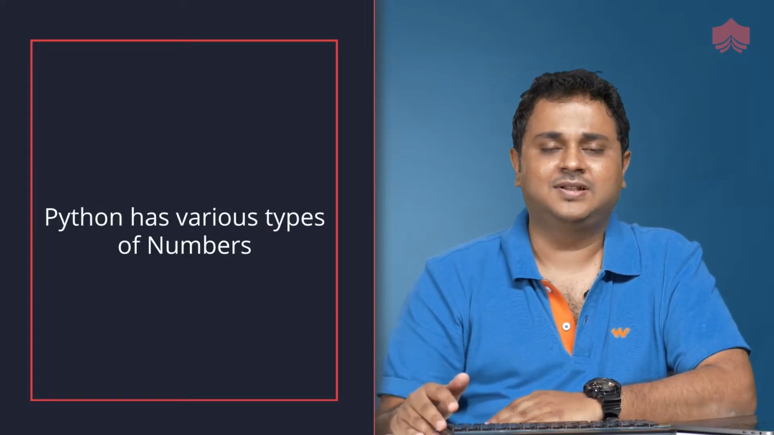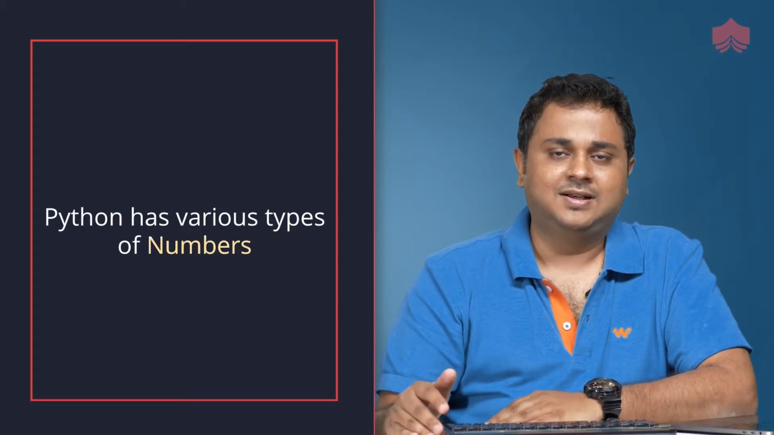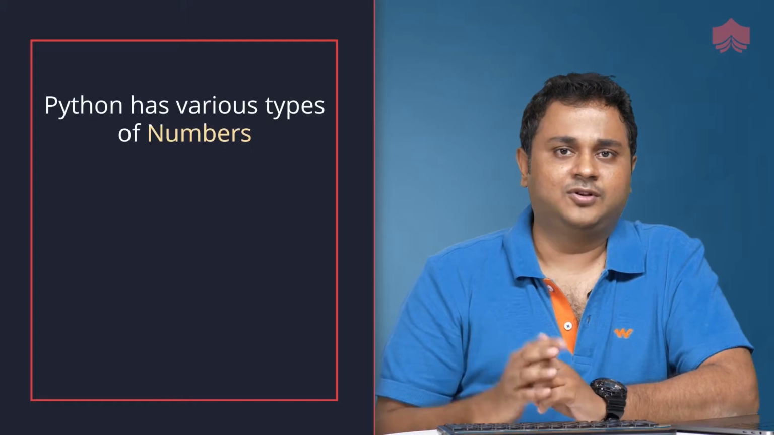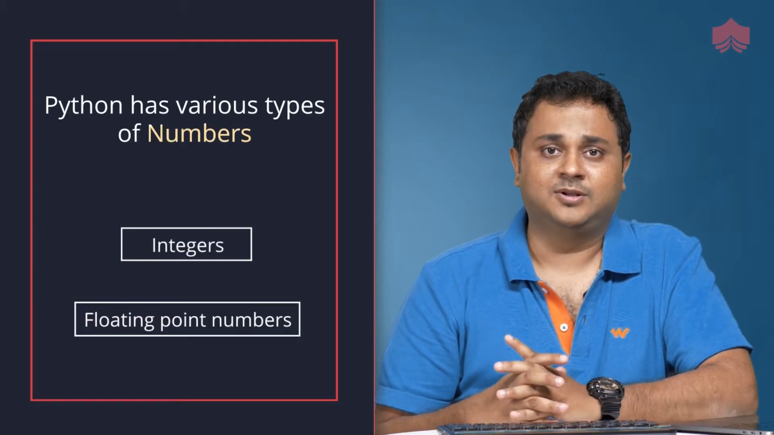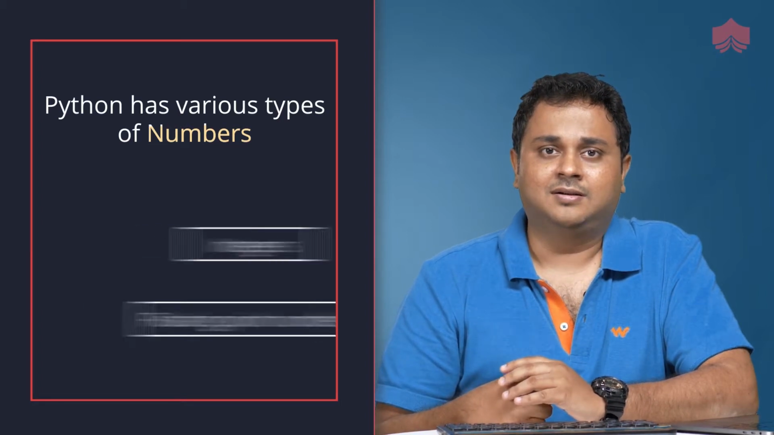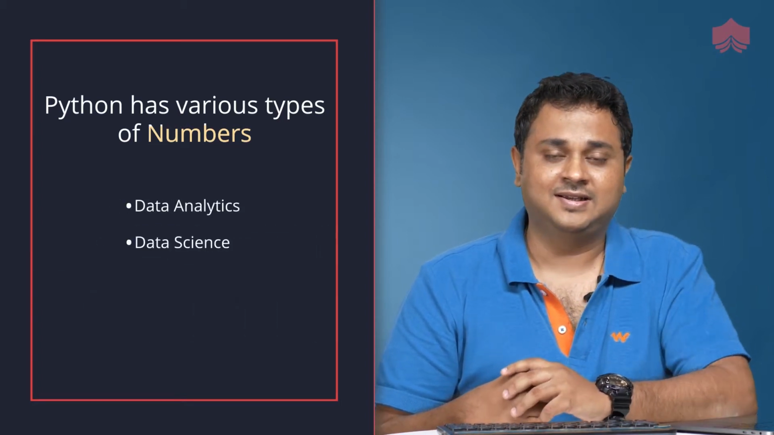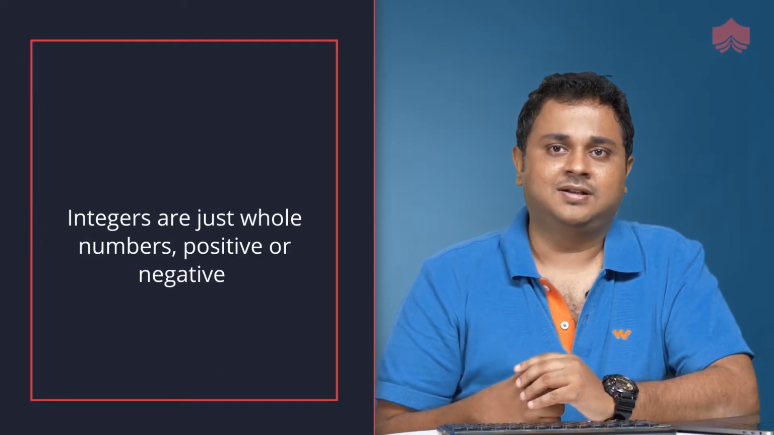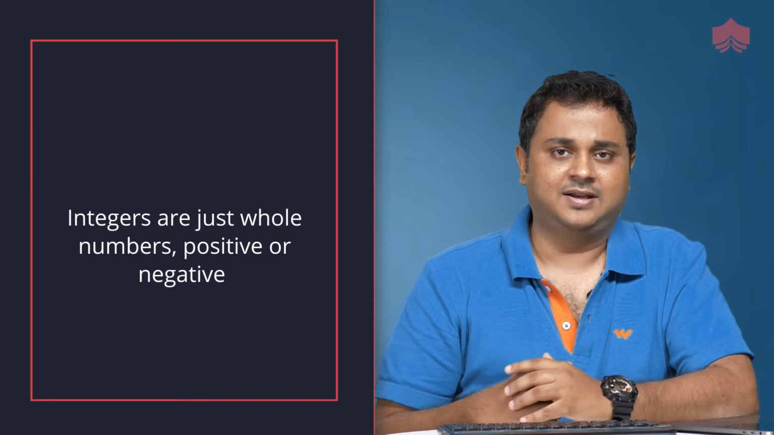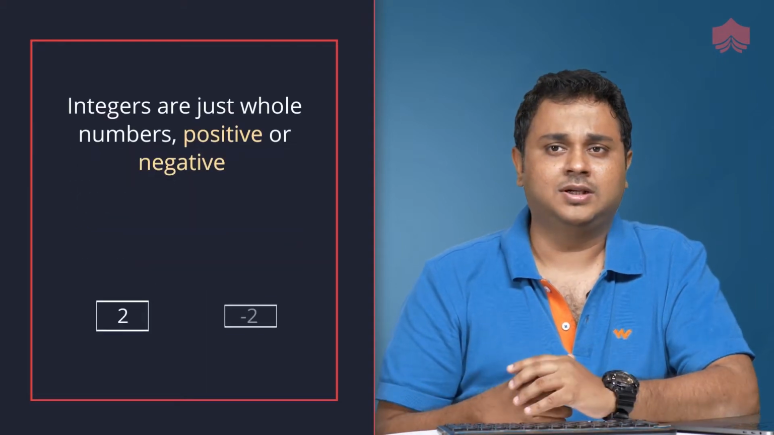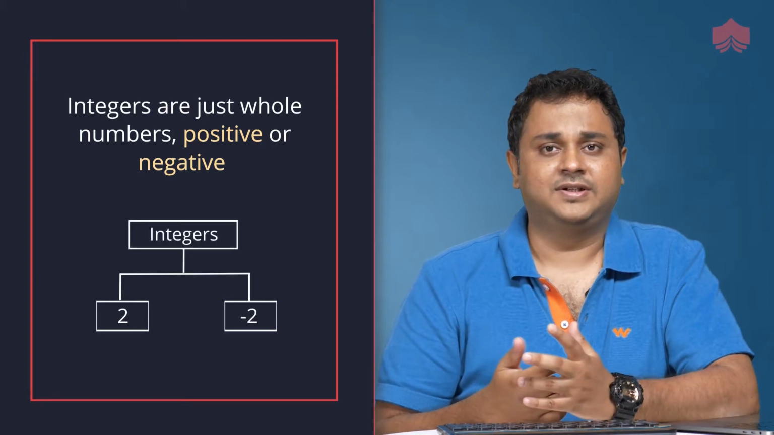Before we get to that, Python has various types of numbers. Let me spend a moment here explaining the different types of numbers. We'll mainly focus on integers and floating point numbers, which are very important if you are taking any path in the route of data analytics or data science, machine learning, AI, and so on. So integers are just whole numbers. They are either positive or negative. For example, 2 and -2 are examples of integers.